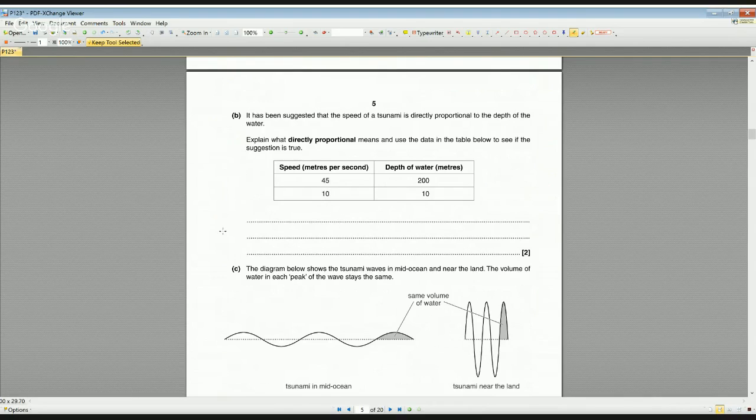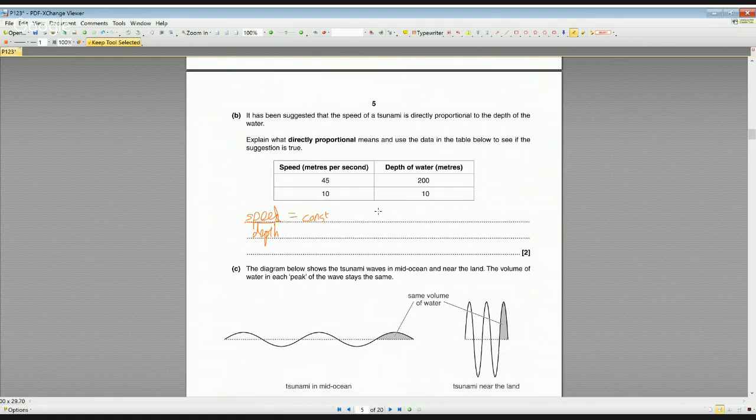That's not the case. Directly proportional means that if you divide one number by the other, in this case we can divide speed by depth, or we could do it the other way around, it doesn't matter too much. Divide speed by depth, it will produce a constant. So for any pair of values, so one speed and one depth, dividing one by the other should give us the same number every time.